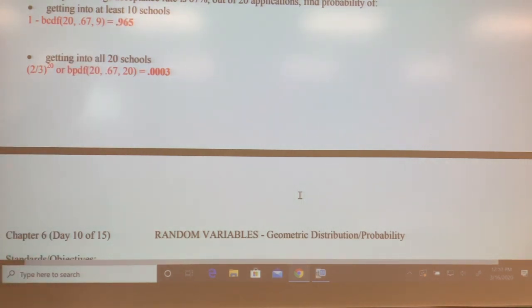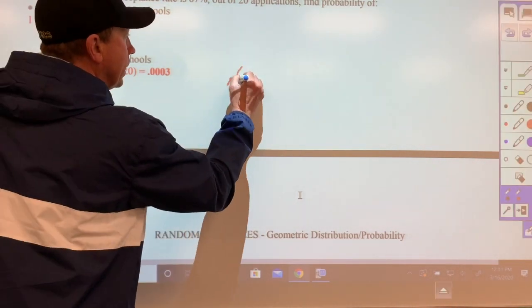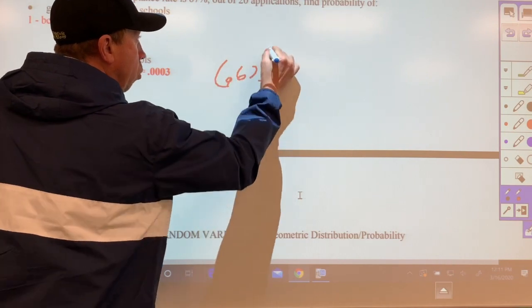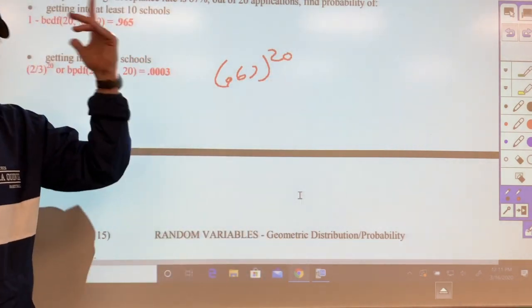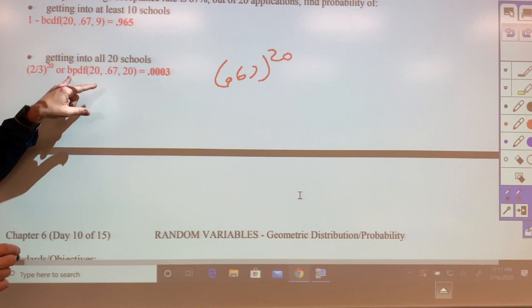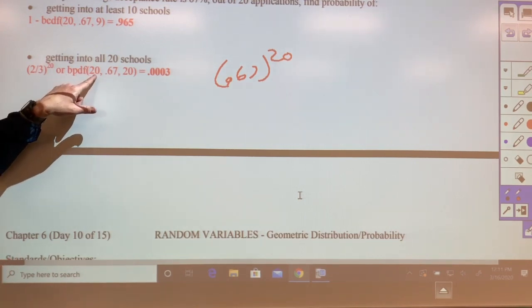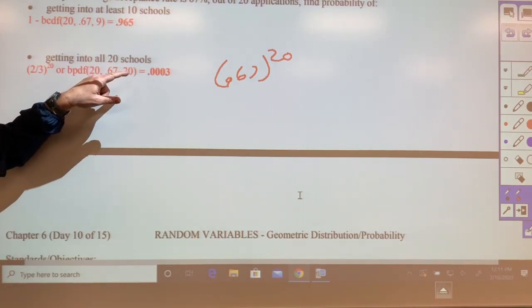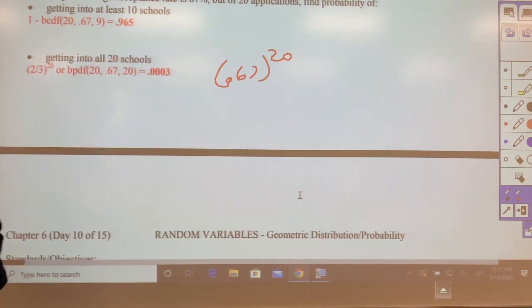Okay, getting into all 20. You can just go 0.67 to the 20th because you have to go 20 in a row. You can do that way, or you could do it this way. Exactly 20. 20 schools, 0.67, getting into exactly 20. It's obviously very unlikely.